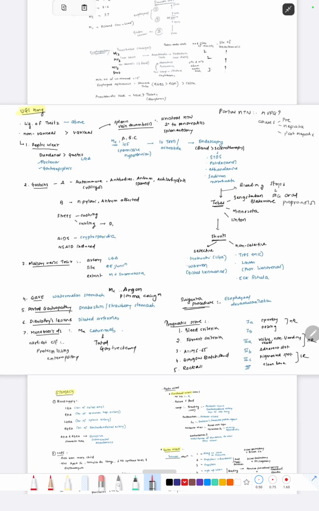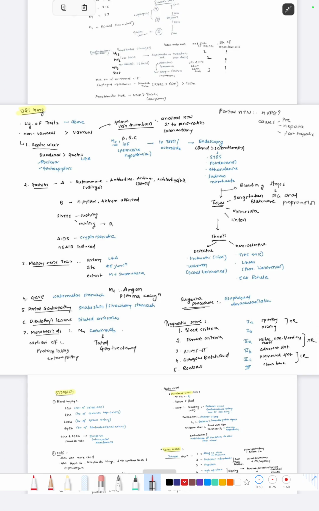Upper GI hemorrhage. To decide whether it's upper or lower GI hemorrhage, it is based on the ligament of Treitz. If it's above the ligament of Treitz, it's upper GI hemorrhage. If it is below, then it is called lower GI hemorrhage. The non-variceal causes are more than the variceal causes. The non-variceal causes include peptic ulcer. In peptic ulcer, duodenal ulcer is greater than gastric ulcer.